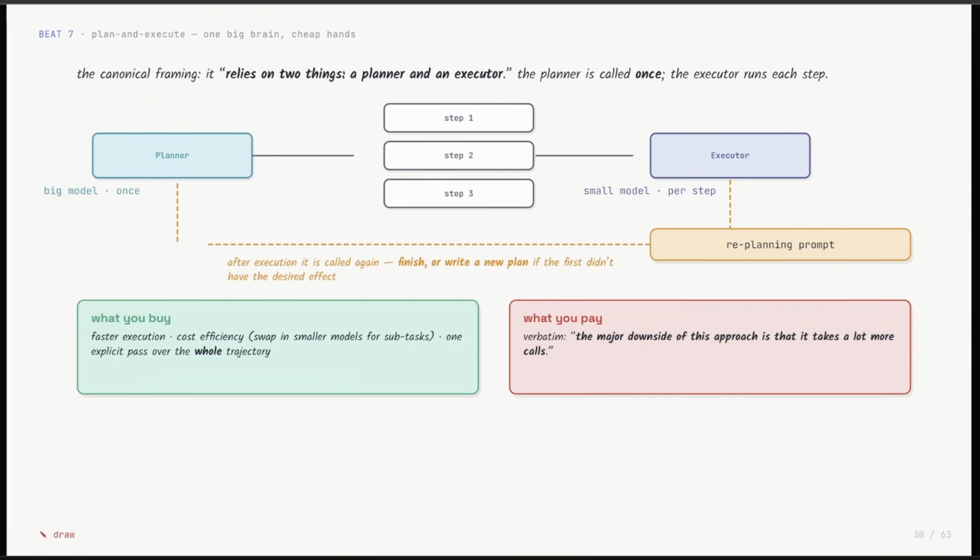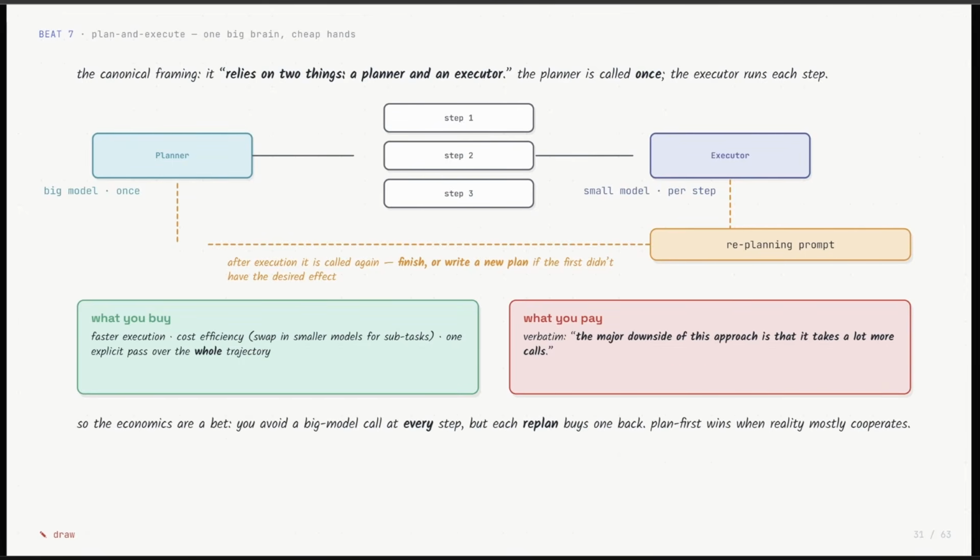The major downside of this approach is that it takes a lot more calls. From the beginning, we're planning on having more calls than the basics. So the economics are a bet here. You avoid a big model call at every single step, but each replan buys you one back. Plan first wins you when reality basically cooperates. What this means is that if things actually work out, you might win calls by the end of this. So you're not even really sure about that. We will discuss this later on, of course.